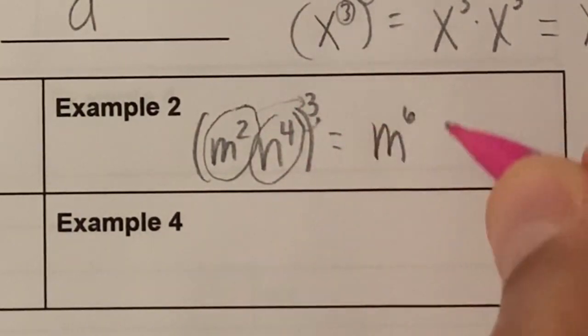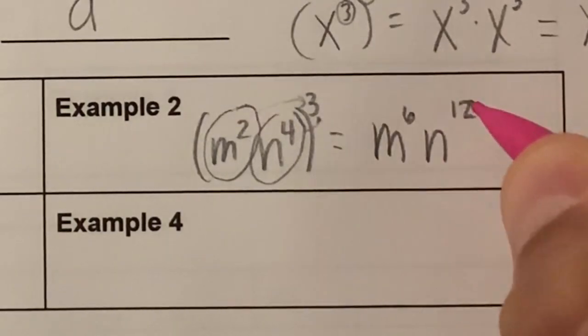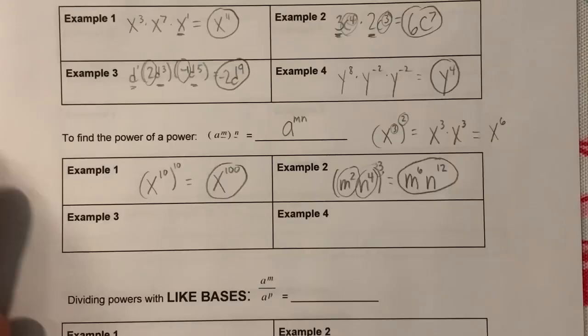I'm going to raise that to the third power. Power to a power, multiply. And 4 times 3 is 12. Final answer, m to the sixth, n to the 12th.